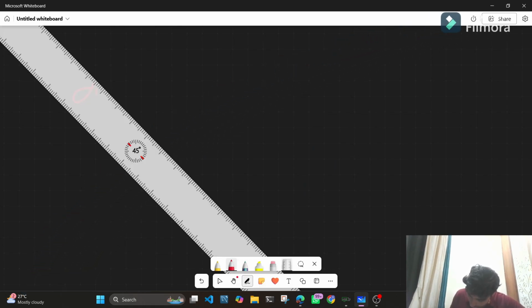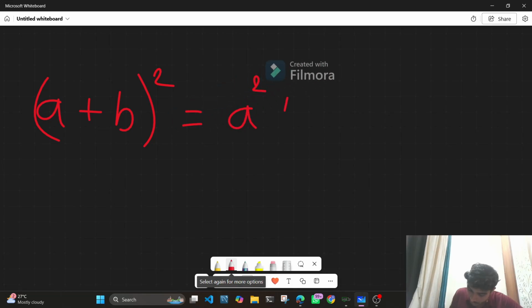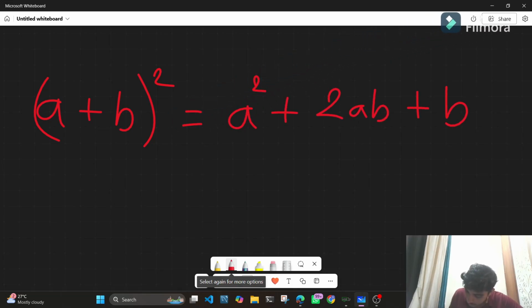I'll just write it down. So the identity is (A plus B) whole square is equal to A square plus 2AB plus B square. Okay, so this is our first identity, that is (A plus B) whole square is equal to A square plus 2AB plus B square.